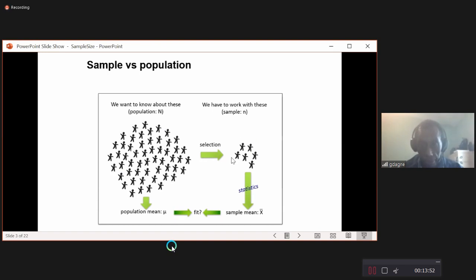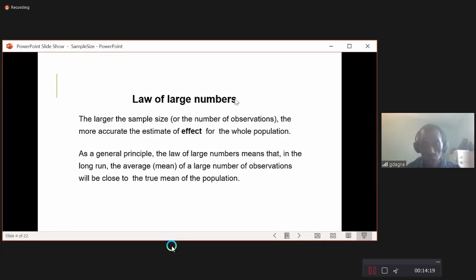But now the size of this sample is very important. So that's why we are talking about how we decide that. And one thing is clear here: the larger the sample, the closer it becomes to the larger population, so we'll be better off. So that's the concept. This concept is based on what is called the law of large numbers, as you know.